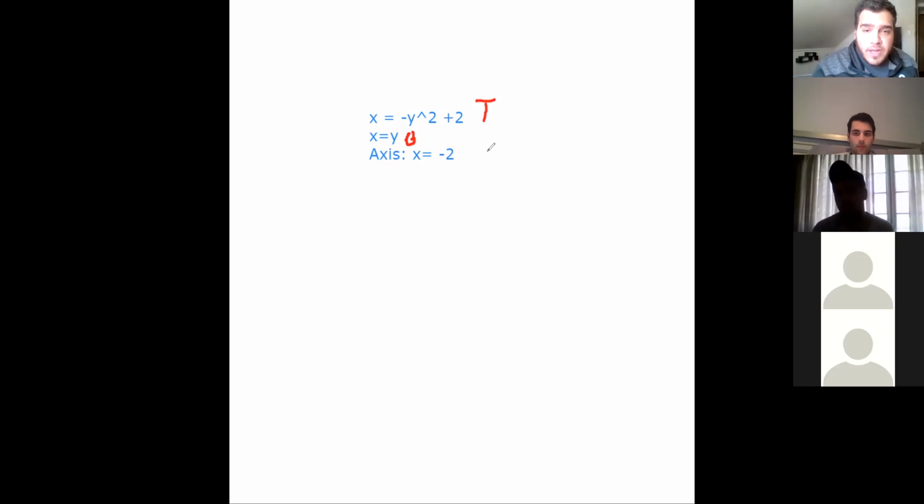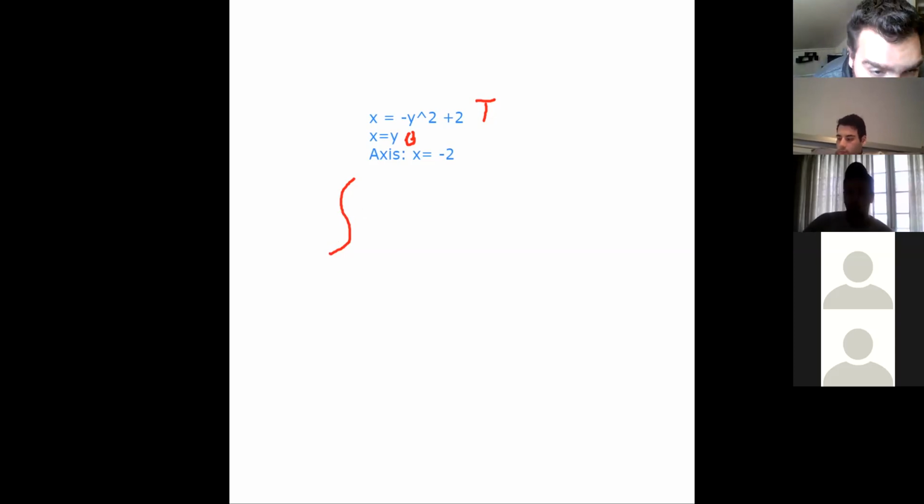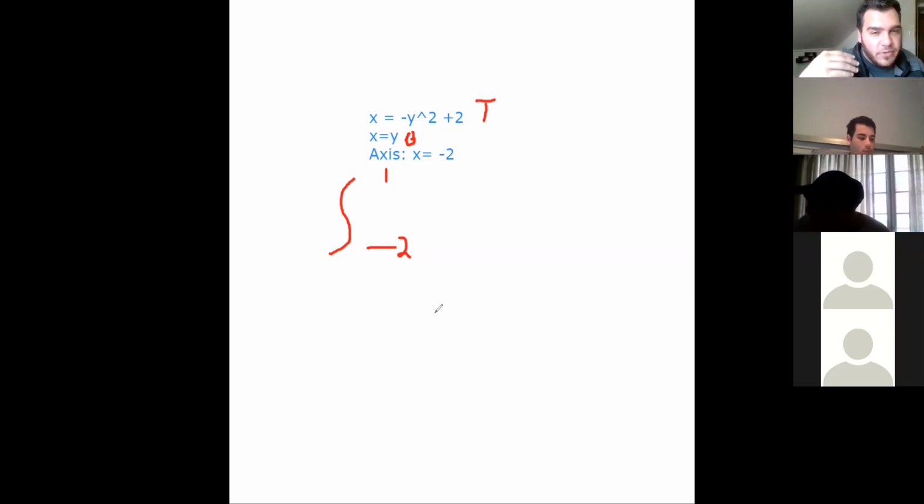Okay, so now we're going to find the intercepts. But remember, since we're rotating around a y-axis, we're going to have to use the y-intercepts. So the y-intercepts in this case are negative 2 and 1. It only happened to be that the x and y intercepts are the same. That doesn't always happen, but we're looking at the y value. So it's at negative 2 and at 1.